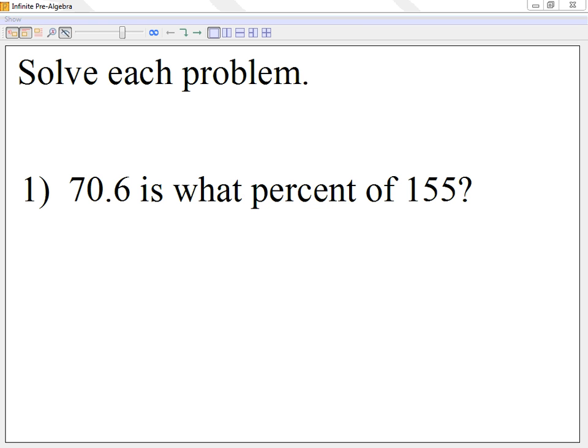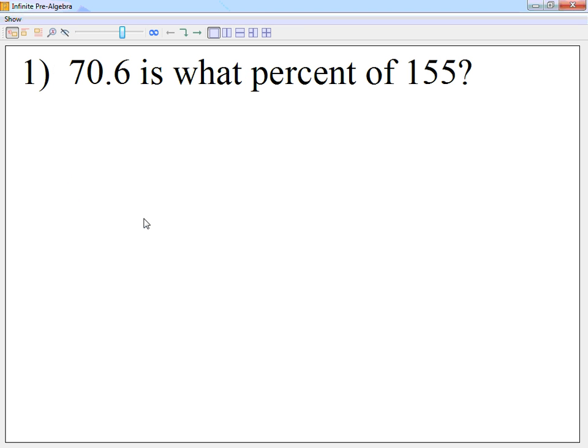Alright guys, yesterday I gave you a percent. Questions like yesterday would be, what is 23% of 50, or something like that. But today I want you guys to give me the percent. So let me take the instructions out.